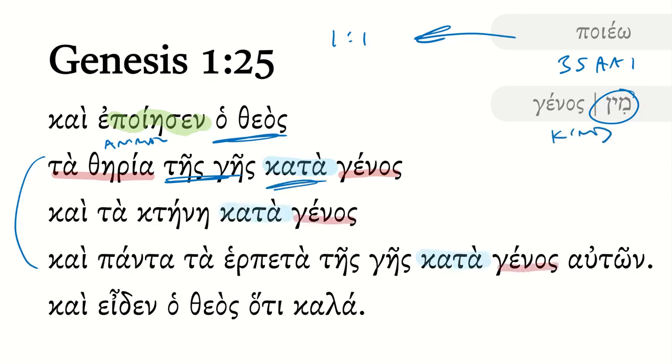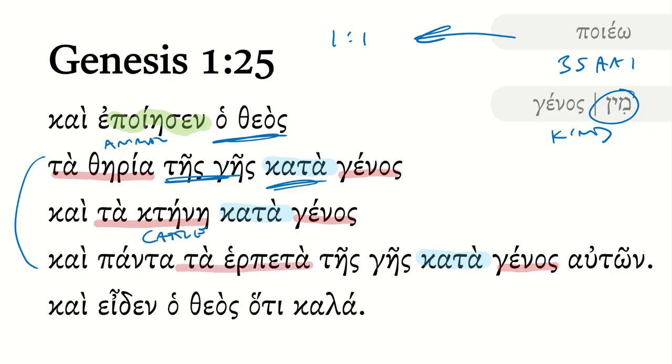And then that's repeated multiple times. You see that on the screen. So he's making wild animals of the earth according to kind. And then the ktene, that's a typical word for like cattle or ox or just sort of domesticated animals. So he's creating the cattle according to kind.